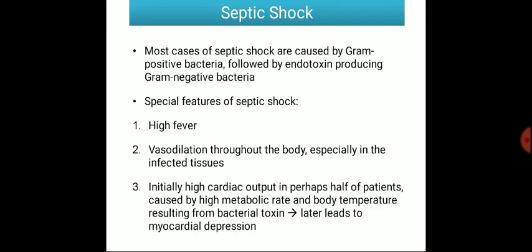Now the features of septic shock are high fever and vasodilatation throughout the body, especially in the infected tissue. Initially there is high cardiac output in perhaps half of the patients, caused by the high metabolic rate and body temperature resulting from bacterial toxin, which later leads to myocardial depression.